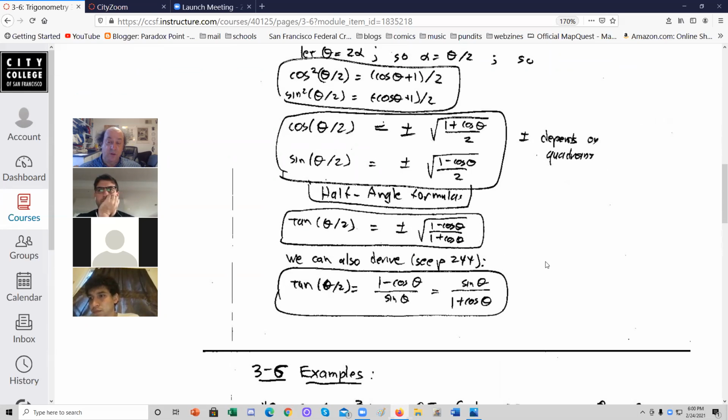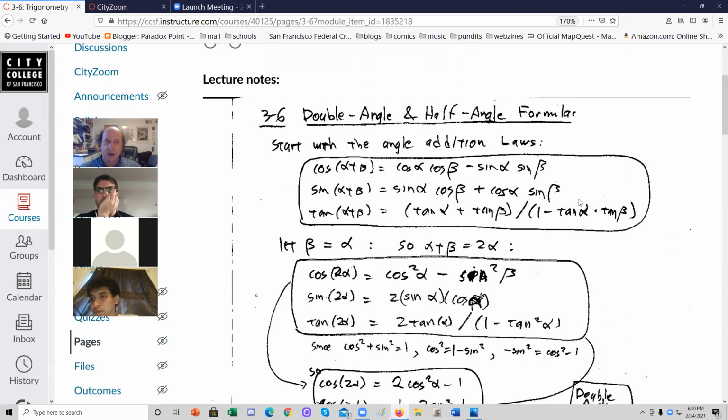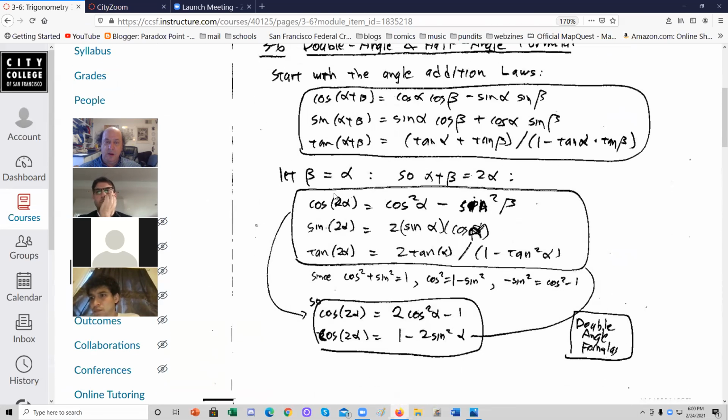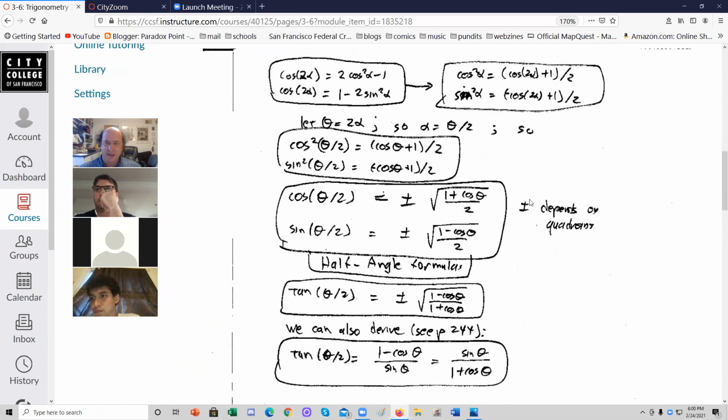If you look at page 244, they have a derivation of tangent of a half angle is 1 minus cos theta over sine theta. And that's the same as sine theta over 1 plus cos theta. So this is the tangent half angle formula, as is this, but it's not quite as useful. And here are the half angle formulas for cosine and sine. Let's review that. So double angle formulas here. I'll change this beta to an alpha in the canvas. My apologies. And half angle formulas for cosine and sine here, and for tangent here.